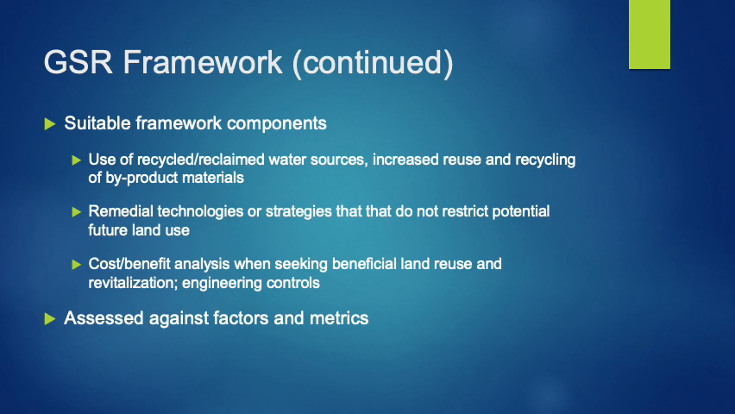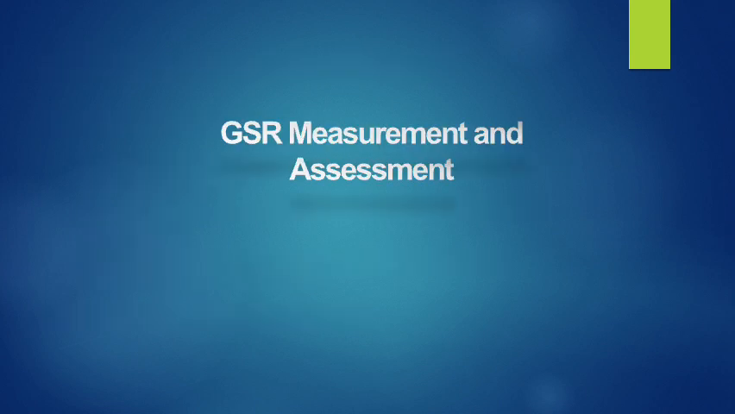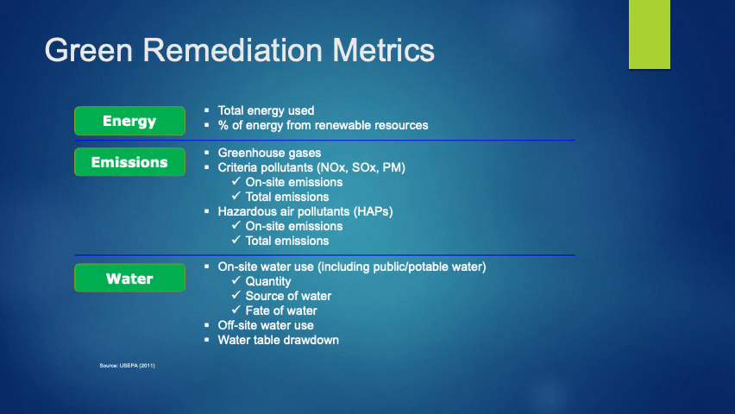All of these concepts within this framework are assessed against a range of factors and metrics to determine the best way and the most efficient or holistic way to remediate properties. The following is a list of common metrics that may be applied to do this cost-benefit analysis. In the past several years, the EPA has grouped some of these metrics into 5 categories: energy, emissions, water, materials and waste, and land and ecosystems.